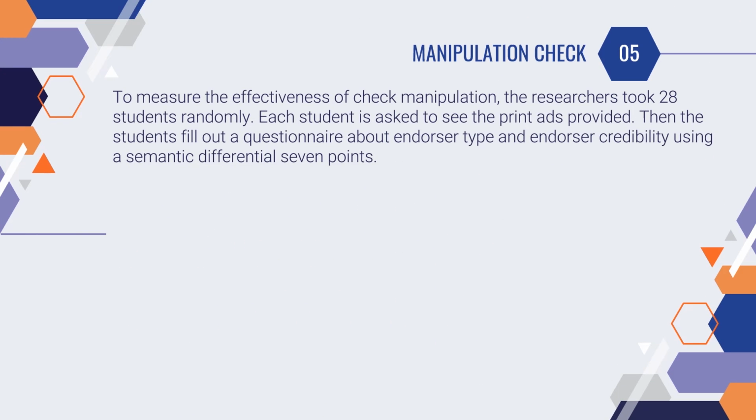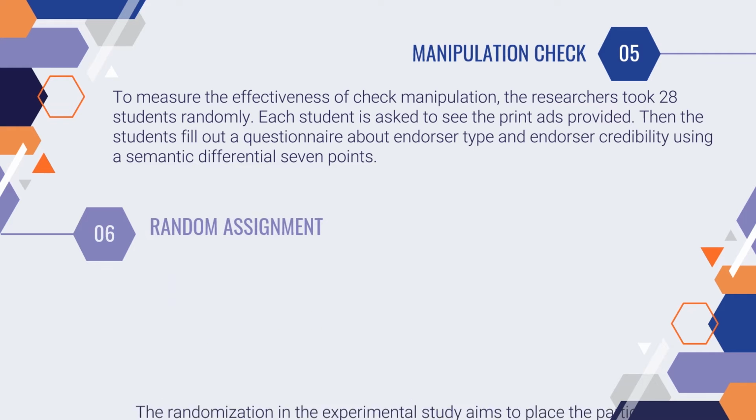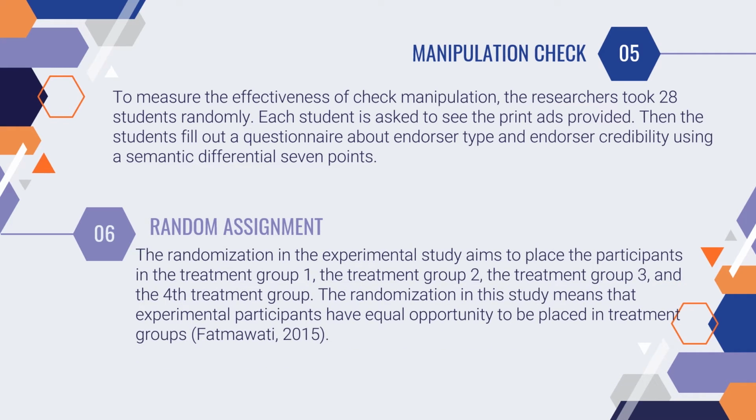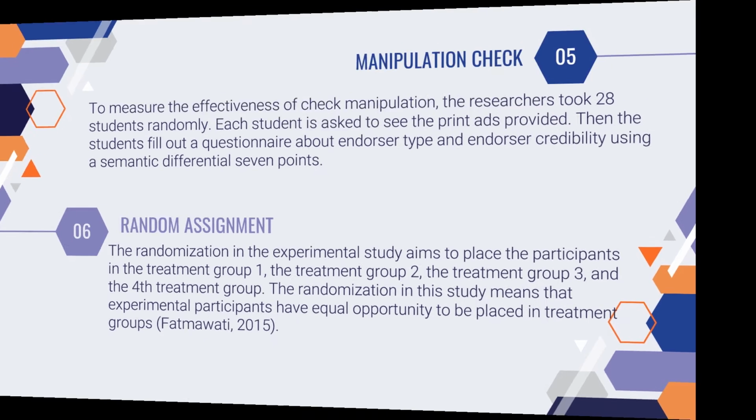Manipulation check. The researcher took 28 students randomly. Each student is asked to see the print ad provided. Then the student fills out the questionnaire. The result showed a significant average difference between the groups treated with endorser type and endorser credibility. Random assignment. The randomization in an experimental study is aimed at placing the participants in a treatment group.